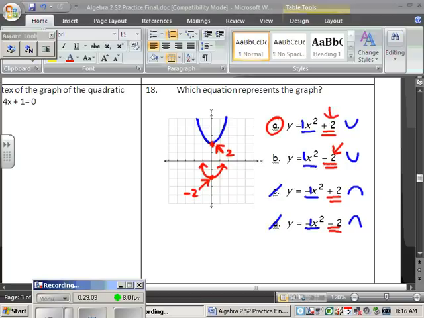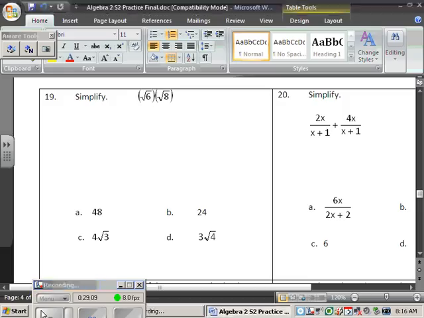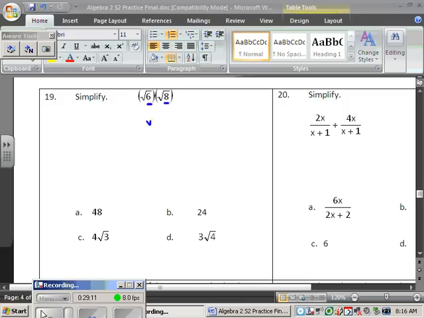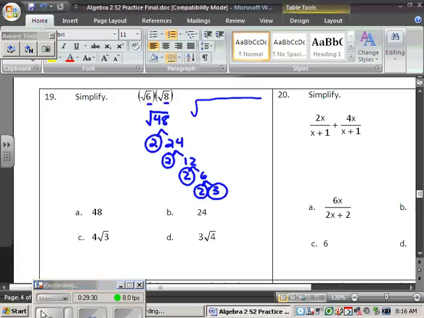Okay, number 19. For number 19, we're multiplying 2 radicals. So when multiplying, they don't have to be the same, unlike with adding. So just multiply the numbers, and then you're going to simplify it by doing a factor tree. So we could use 2 and 24, 2 and 12, 2 and 6, and 2 and 3. And then if we write all of those numbers under a radical sign, we have 4 2's and a 3.